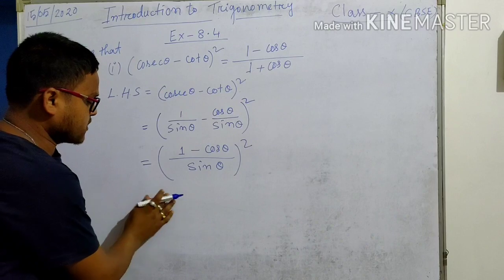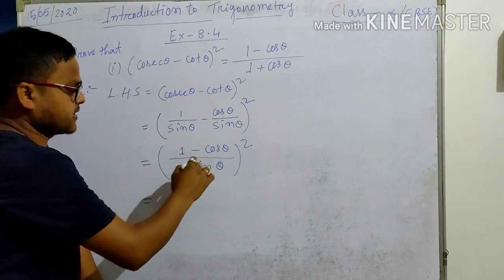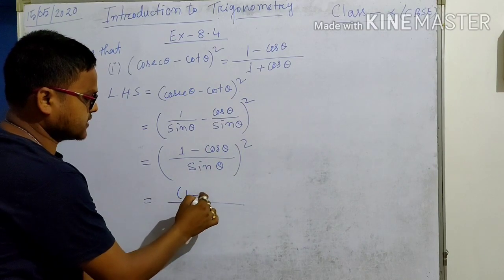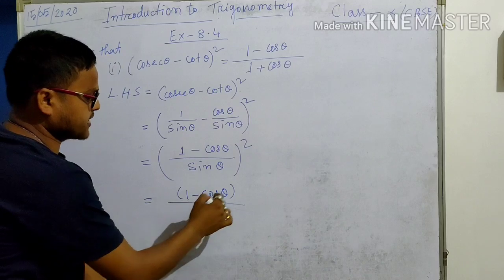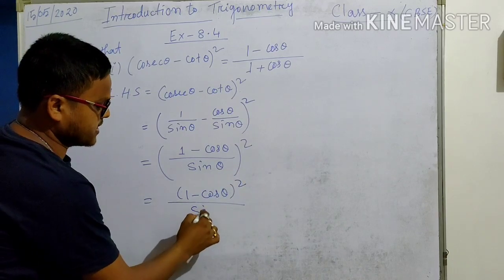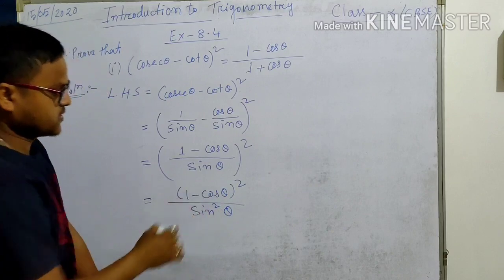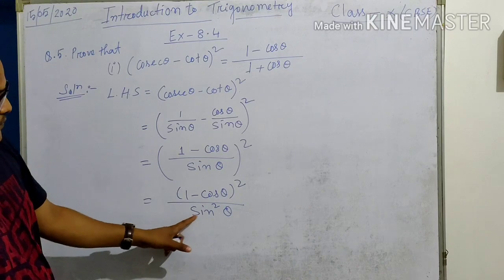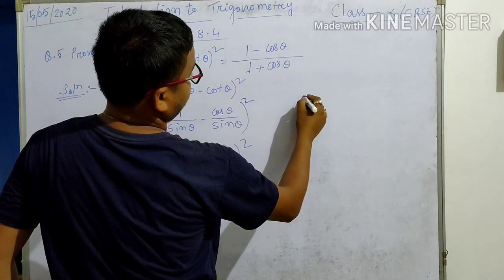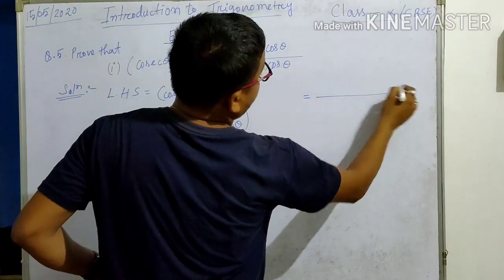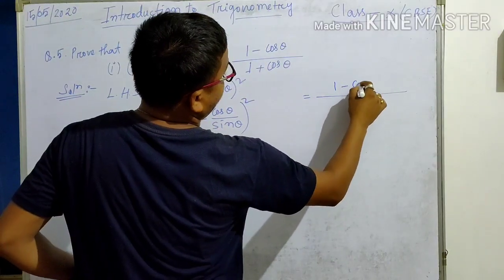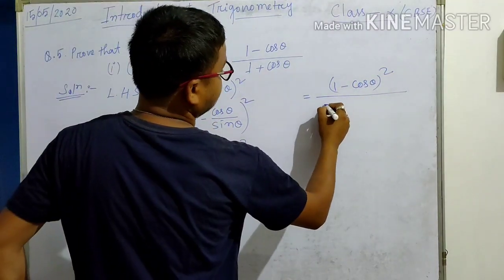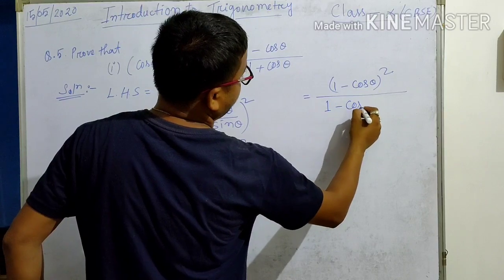Now it is (a by b) whole square, so you can write this as a square by b square. That means (1 minus cos theta) whole square divided by sin square theta. So we can take the square in numerator and denominator. In the numerator part 1 minus cos theta is there. And now sin square theta we can write as 1 minus cos square theta.